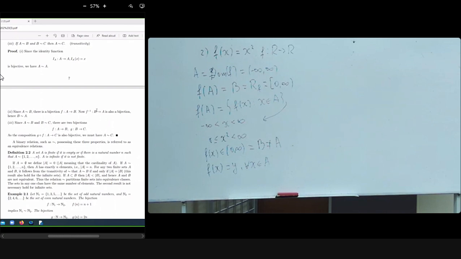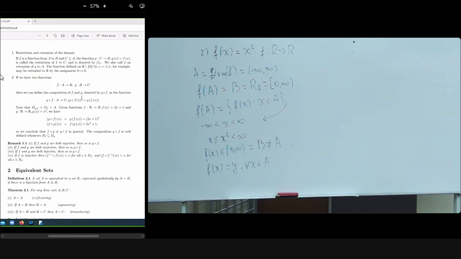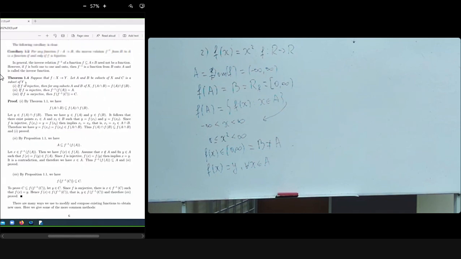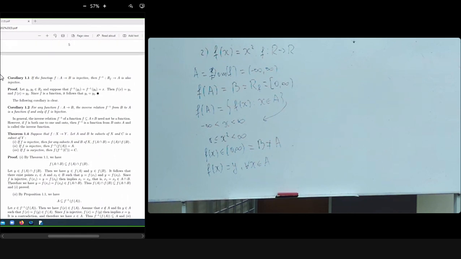So it comes from here. Look, if f is injective, then the mapping inverse from Rf to A, f minus 1, is also injective. You see, if function f is injective, then f minus 1 mapping from Rf to A is also injective.